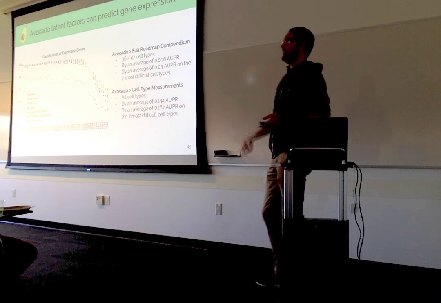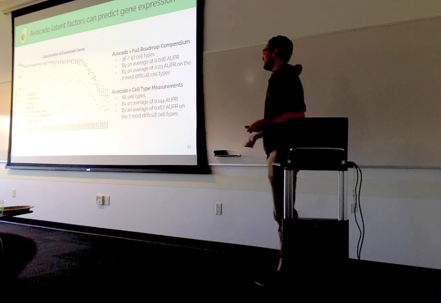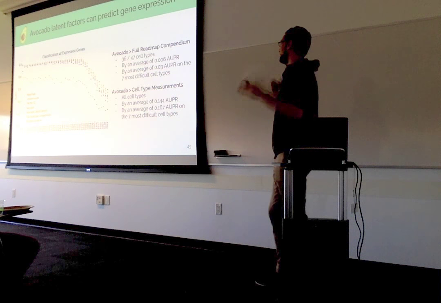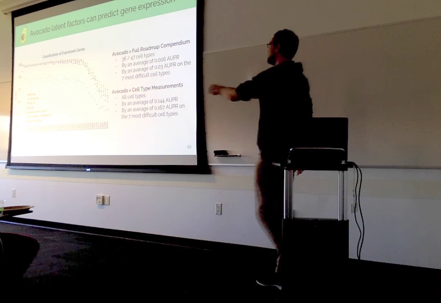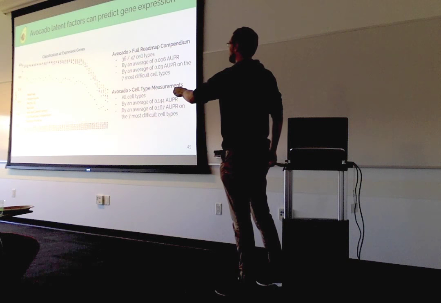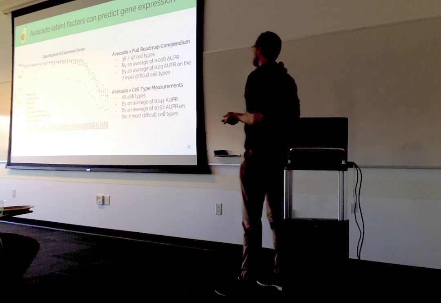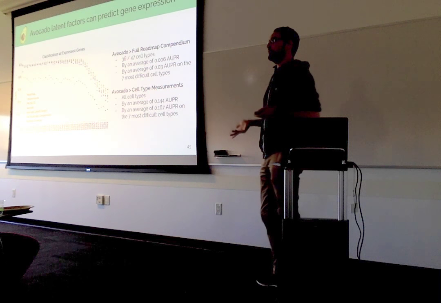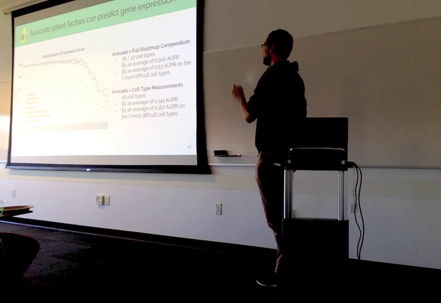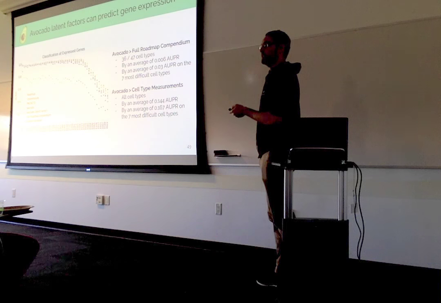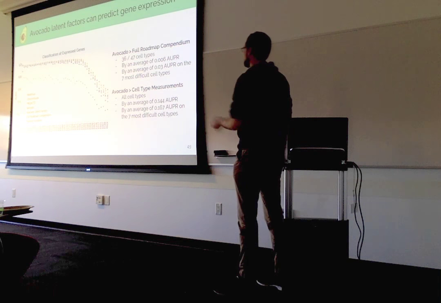What we found is that the Avocado latent factors do better than that in 36 out of 47 cell types, and by an average of about 0.006 AUPR. So it basically seems like we have many cell types where this task is easy, and the Avocado latent factors and the full Roadmap compendium do equivalently well. Where the Avocado latent factors start to shine is in cell types that are difficult.